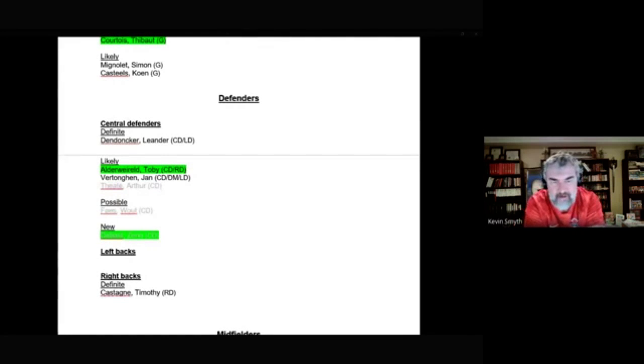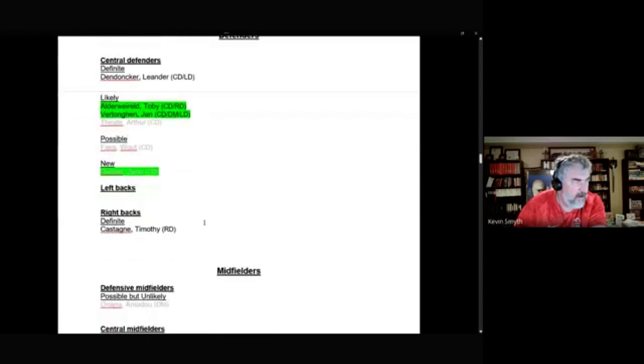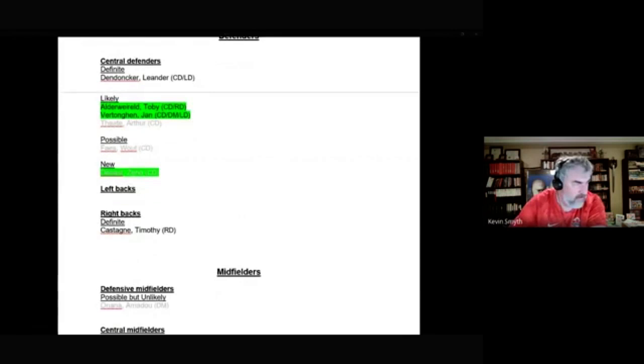We're a little hesitant to name Vertonghen though, because there is a little threat from Theate. However, our official prediction is going to go with Vertonghen, even though we think Theate might get a start. We're going to go with Alderweireld, Vertonghen, and Debast as the starters there.